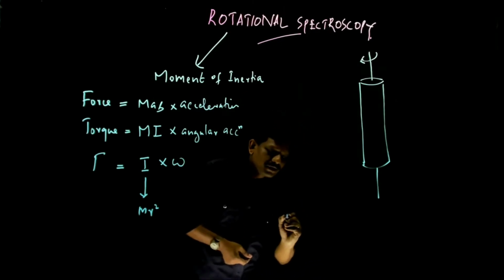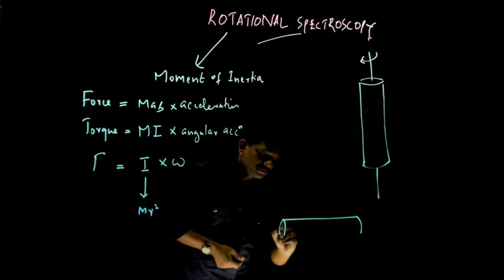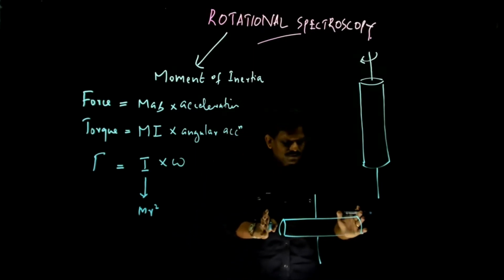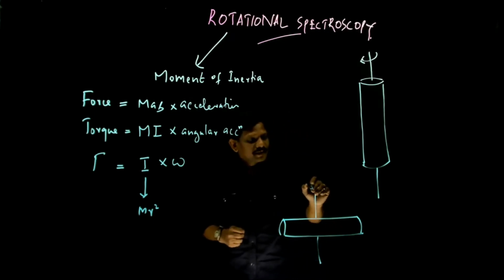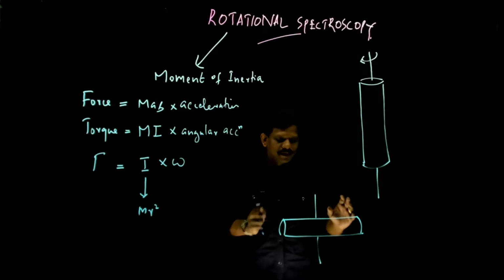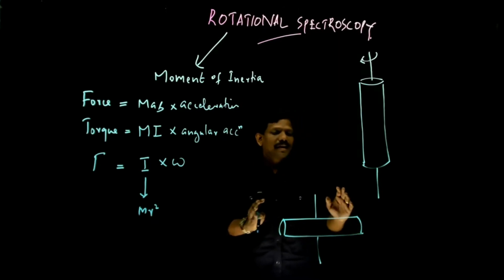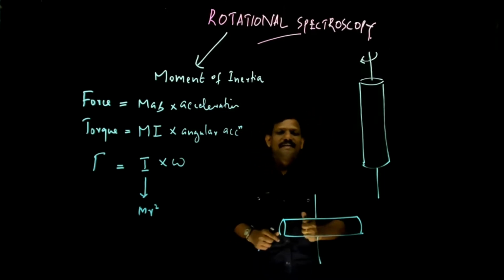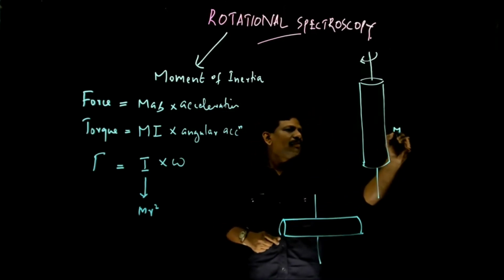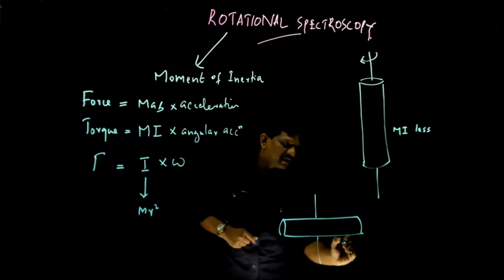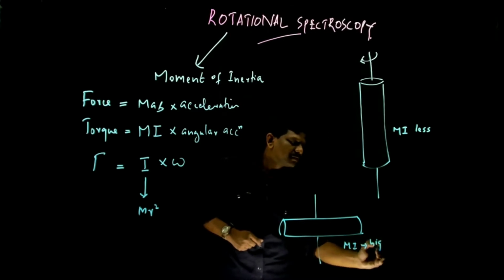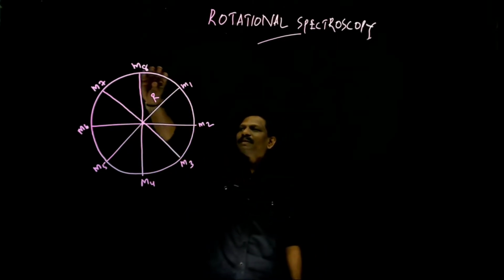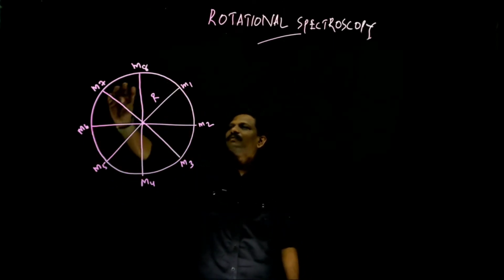Another cylindrical shape I will draw here like this, and I am considering this particular rotational axis. In the case of this cylinder, you can see that the mass is distributed far away from the spin axis. That means it needs more force to twirl the cylinder like this. So the moment of inertia here is very low, and the moment of inertia here is high. Suppose we consider a bicycle wheel like this. You can see that the mass is distributed like this: m1, m2, m3, m4, m5 and so on.